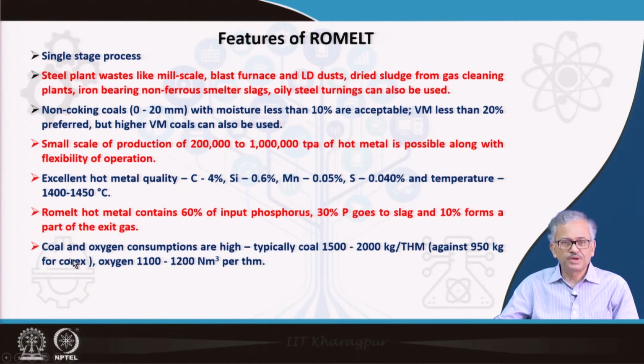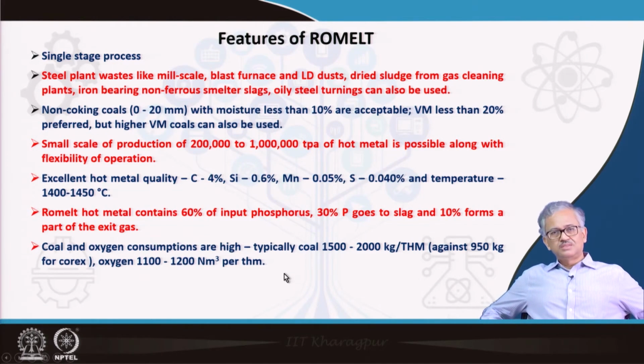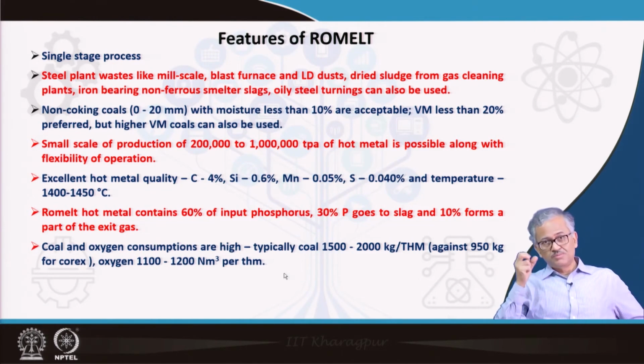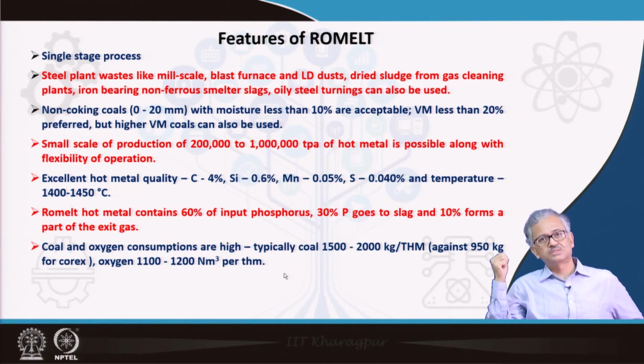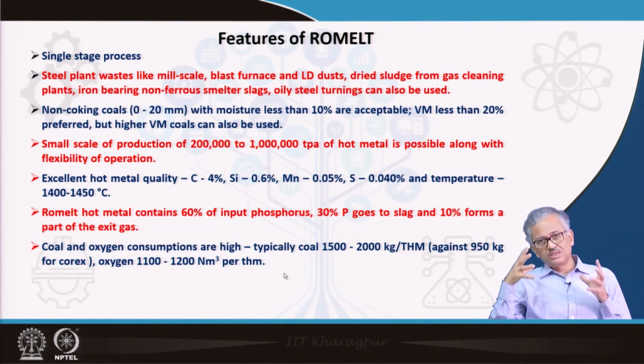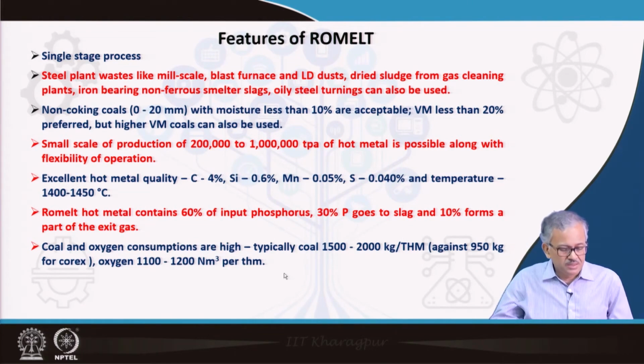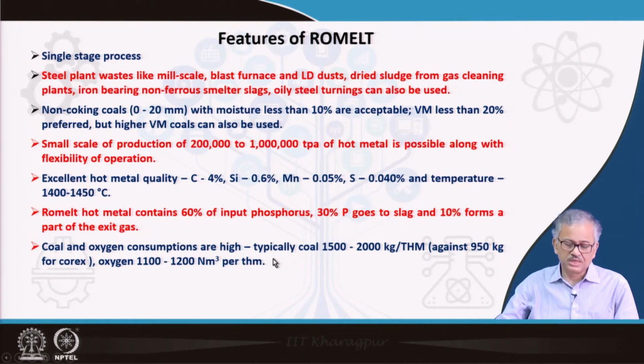That is the major drawback, that the coal and oxygen consumption are quite high, because you are doing everything in a single reactor, and also you are producing a very high quality hot metal with less phosphorus, less sulfur compared to the blast furnace, compared to other SR processes. But you are doing everything in a single reactor. As a result, your coal and oxygen consumption is high, typically 1500 to 2000 kg per ton of hot metal. That is the coal consumption.